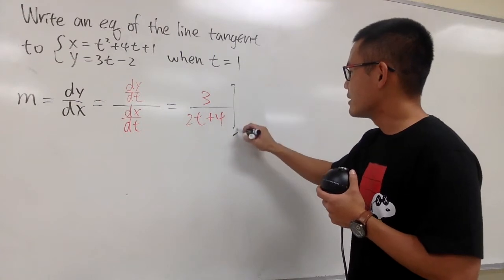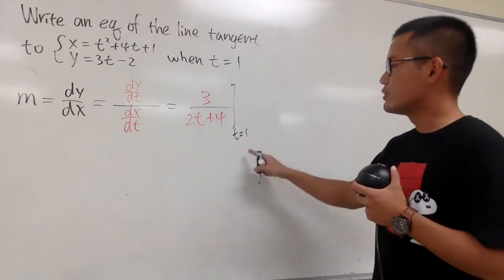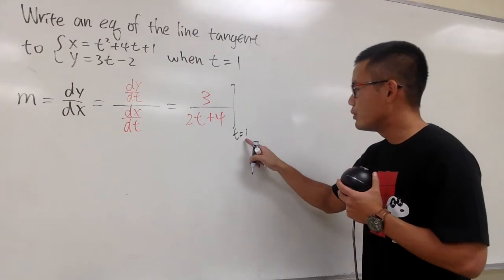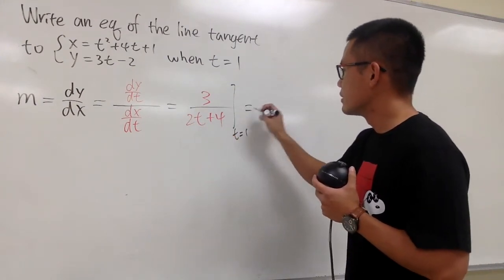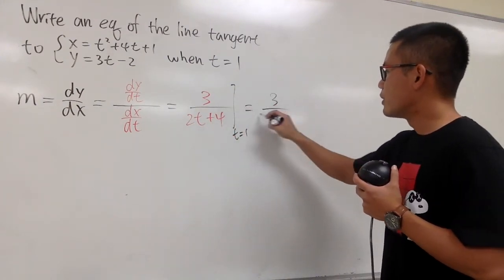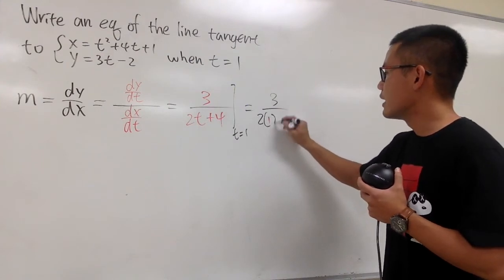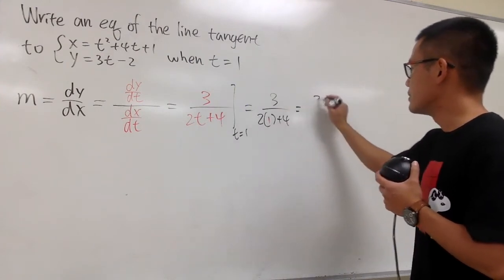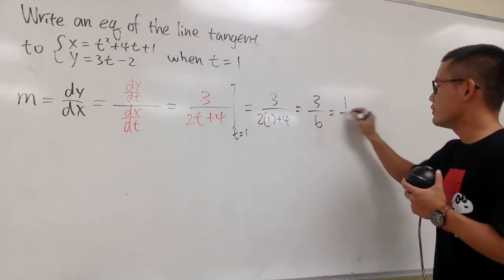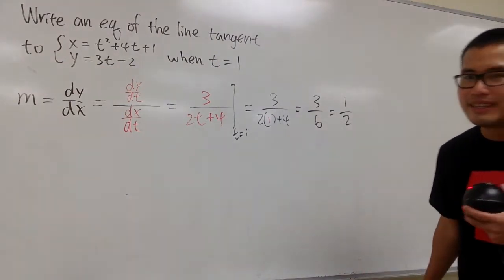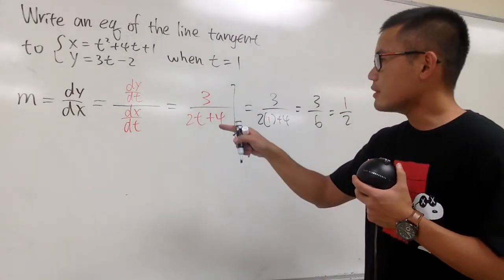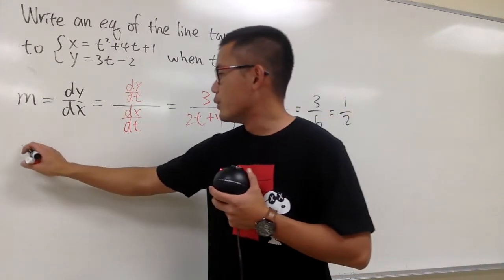Anyway, we plug in t is equal to 1. And this is the notation indicating that I'm going to plug in t is equal to 1 into here. So that means I will get 3 over 2 times 1 plus 4. On the top is 3, on the bottom is 6. Overall is 1/2. Okay, so that's the slope. And then we need to have the point.